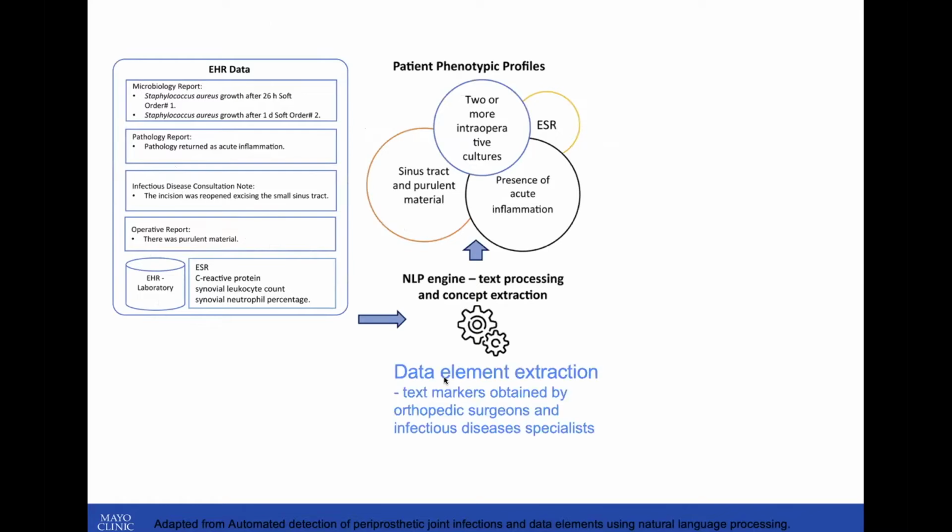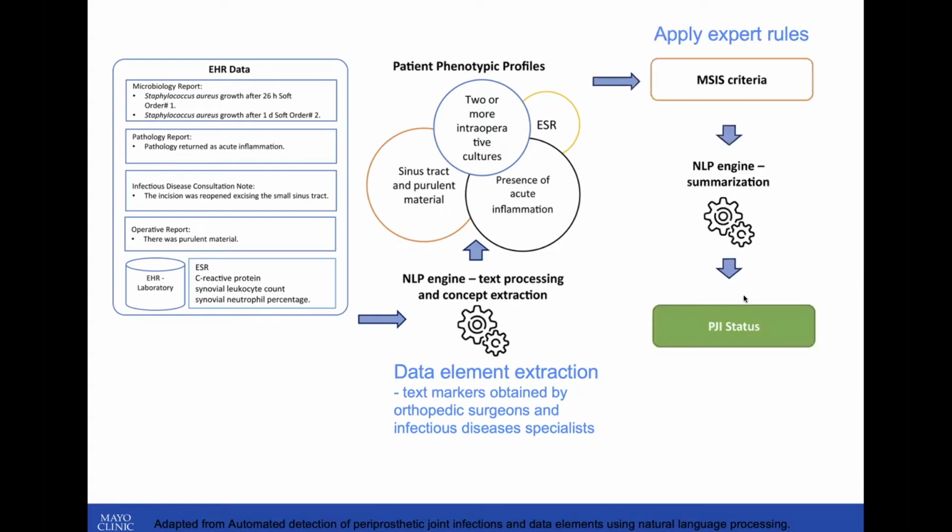And we leverage the expert knowledge from the orthopedic surgeons and the infectious disease specialists to get the textual biomarkers for this data element that is required to identify this PJI. Then we can apply this national criteria to define this PJI and come out with the final status with reasonably good performance, like a sensitivity, specificity, PPV, and NPV.